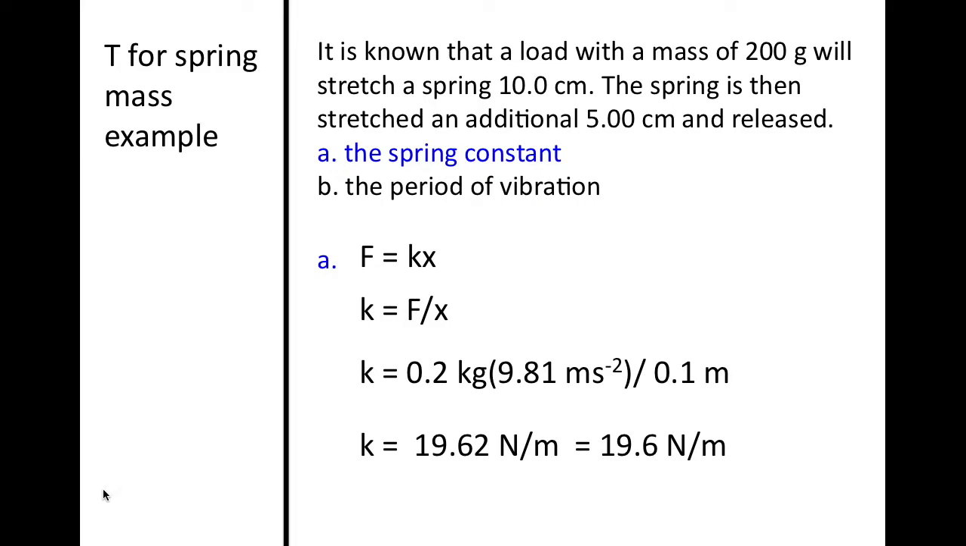Using the equation for springs, we have F equals Kx. We solve for K to find the spring constant. We have force equaling mass times acceleration, so the force is the mass, which is 0.2 kilograms, times 9.8 meters per second squared, divided by the length, which is 0.1 meters. Your answer for your spring constant is 19.6 Newtons per meter.